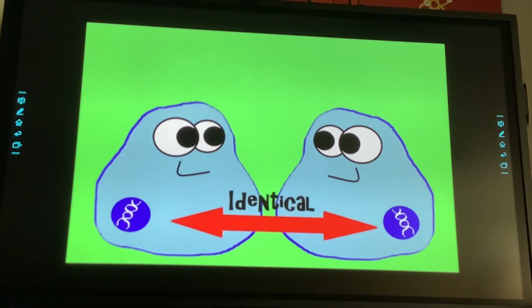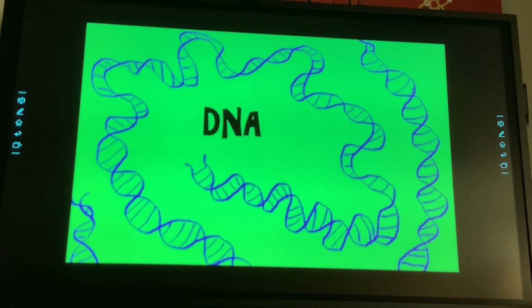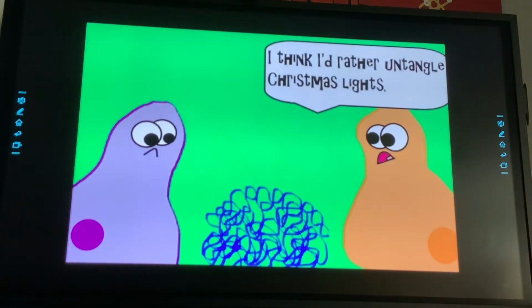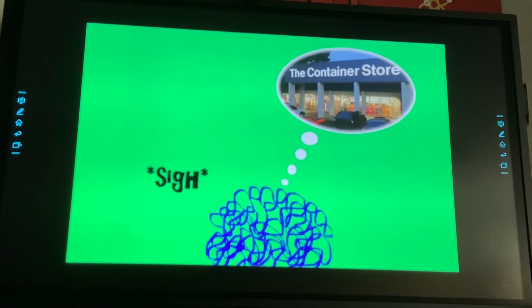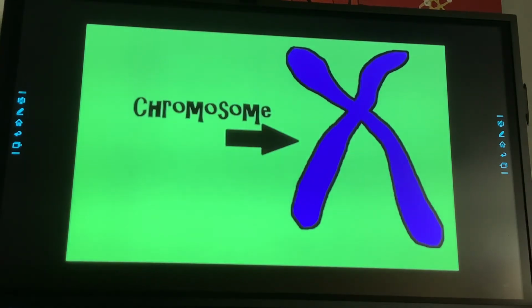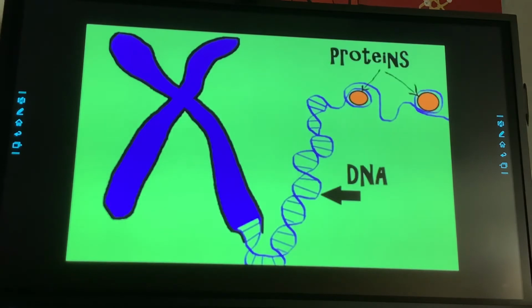Very important. The problem is you've got a lot of DNA, and we've got to get that DNA into the new cells using mitosis. So there has to be a better way to organize that DNA. Like that DNA needs to go to the container store and get organized. Well, what actually happens is that DNA can be organized into these units called chromosomes. Chromosomes are made of DNA and protein.